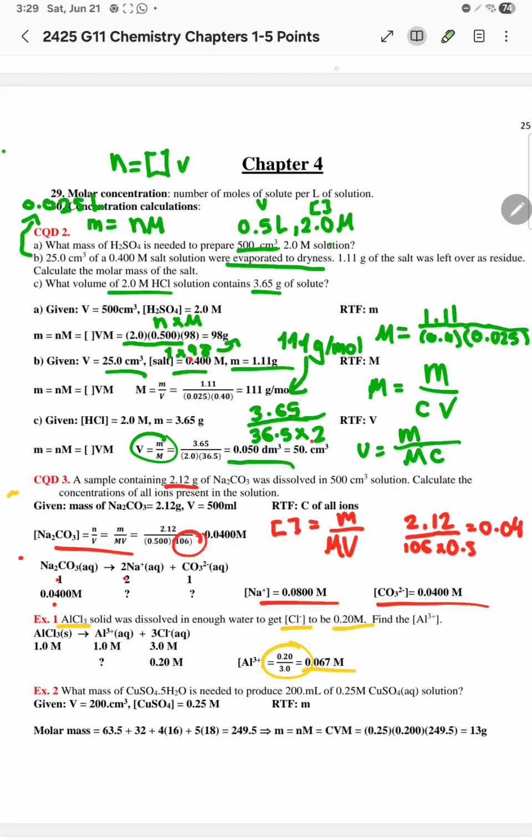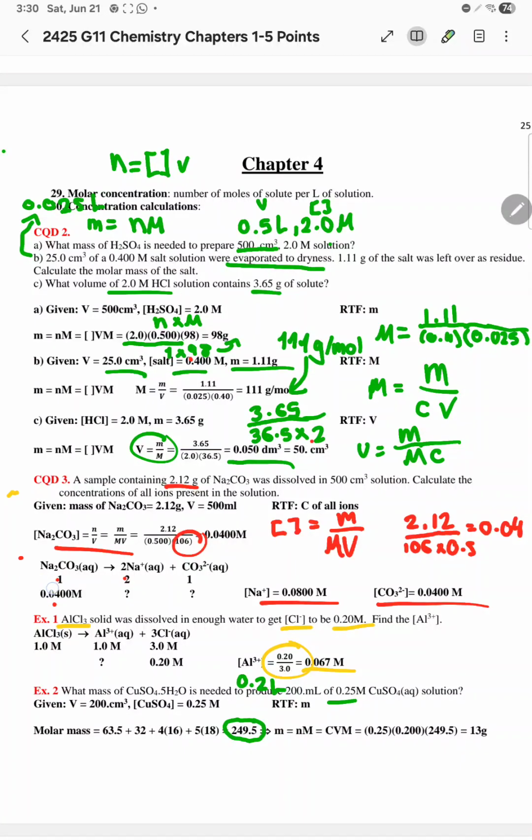What mass of CuSO4 chemically combined with 5H2O, which is hydrated copper sulfate, is needed to produce 200 milliliters, aka 0.2 liters, of 0.25 concentration copper sulfate solution? Okay, so the molar mass of the copper sulfate is gonna be 249.5, because you need to add the water, 5 times 18.